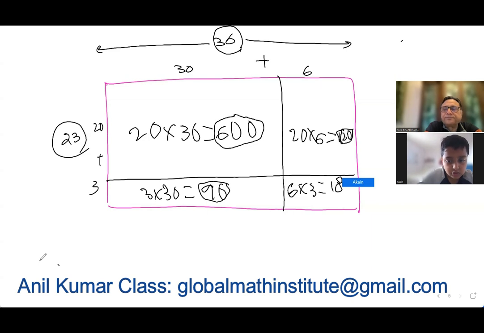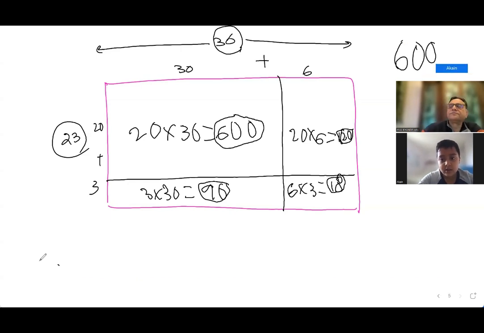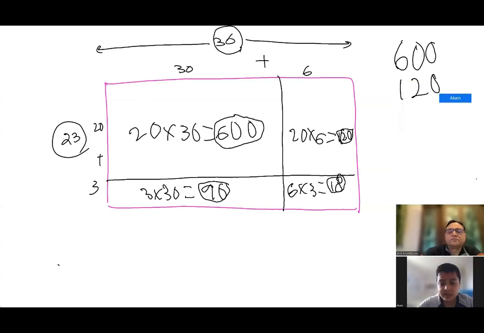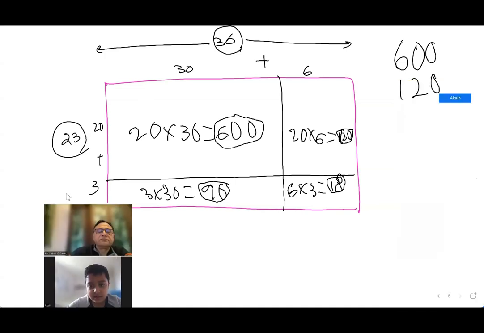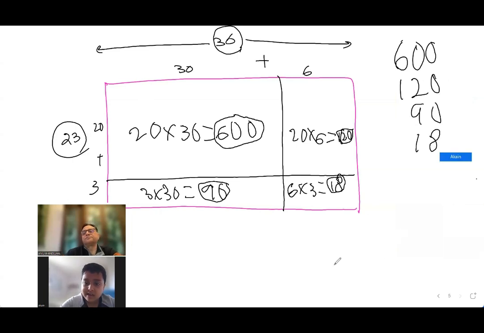Perfect. Are you sure? All right. Okay. And now you have to add all of them. I'll do it from the greatest to least. Okay. So 600, 120, 90, and then 18. Now add, put the line.